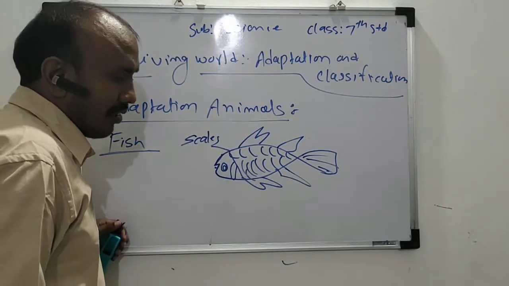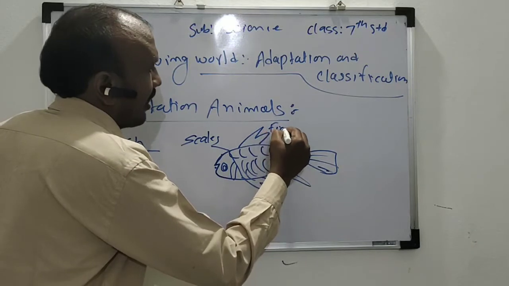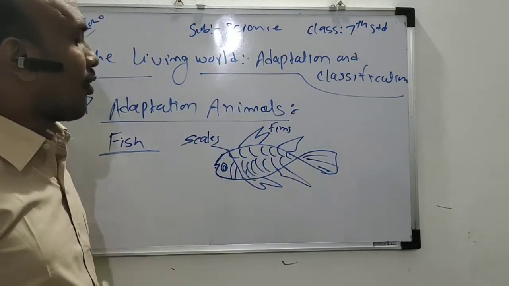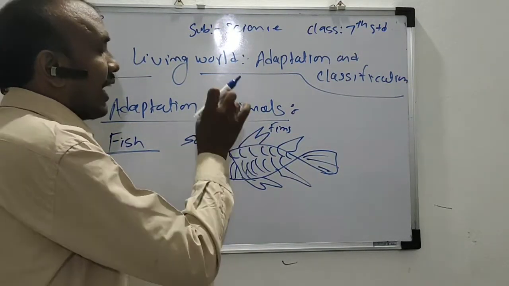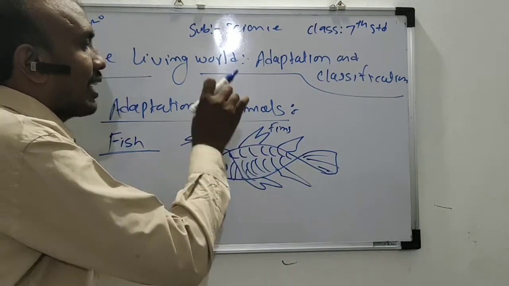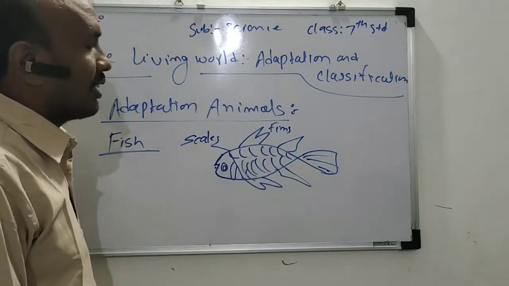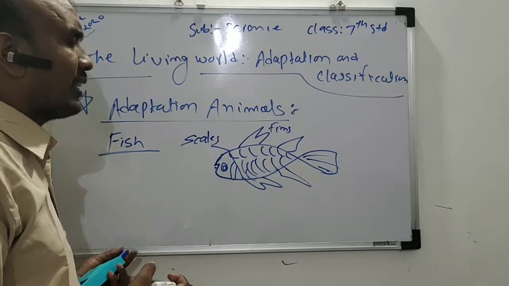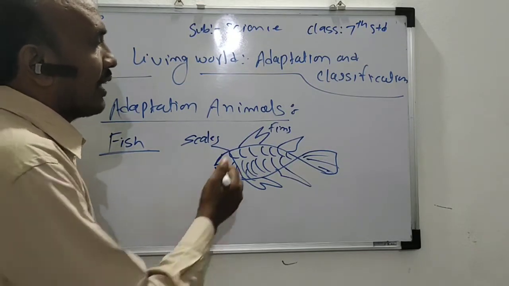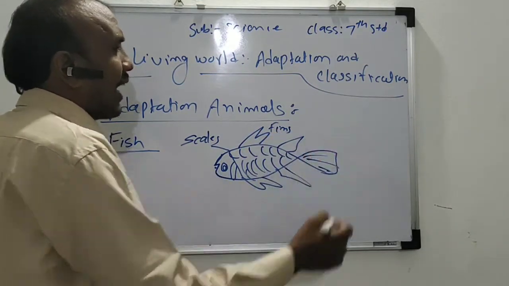What is that? Fins, F-I-N-S. For what purpose are they used? That is an adaptation for aquatic animals. They are used for what? Yes, obviously swimming purpose and direction purpose also. The tail and the fins are used for direction.